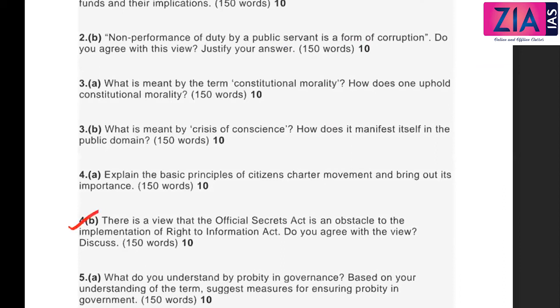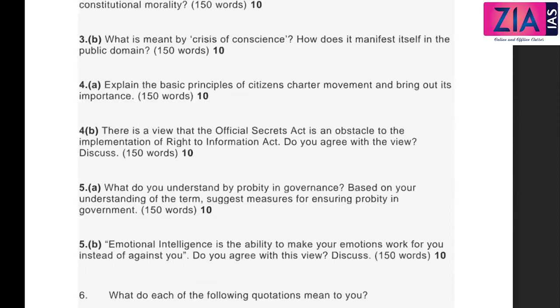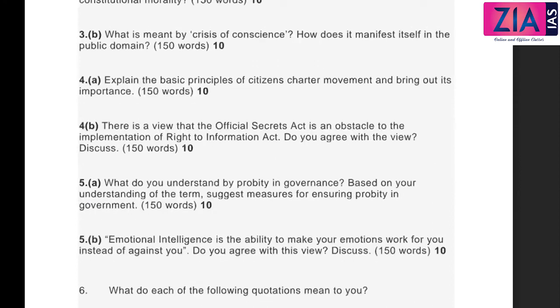Yes, 4B. This is also something we discussed when we discussed the Right to Information Act. One of the hindrances for effective implementation of right to information is related to the Official Secrets Act, right? So there is a view that the Official Secrets Act is an obstacle to the implementation of the Right to Information Act. Do you agree with this view? You can agree with this view because we have discussed this already as a hindrance, right? It's actually a colonial time law, basically to protect information. Okay, it is actually contrary to right to information.